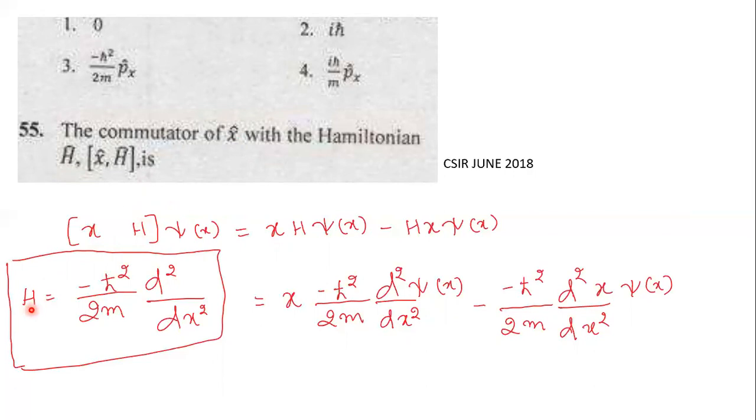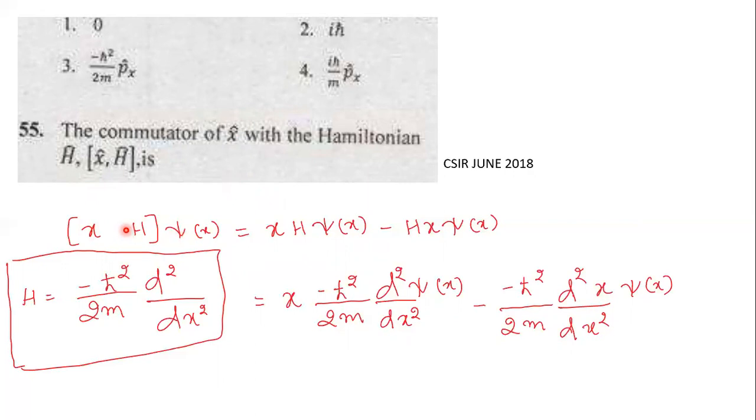H can be written as H equals minus h bar squared by 2m d squared by dx squared. This is the corresponding operator form of this energy. And X is the same X as its operator form. Then we need to find the value of the commutator of X with H. We cannot find the value of the commutator of any two operators in isolation, so we need to have a wave function psi of x.